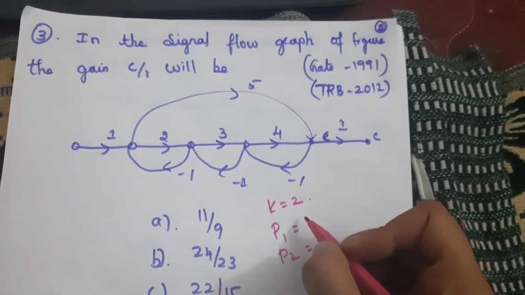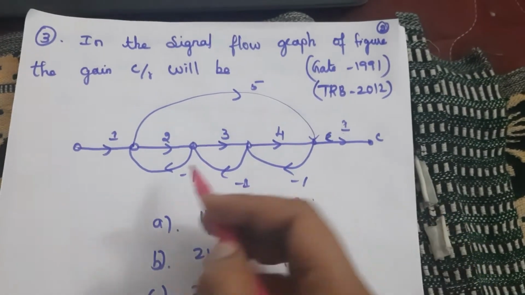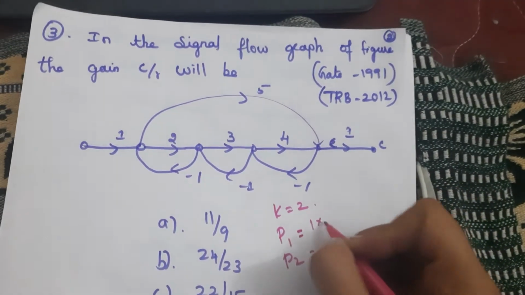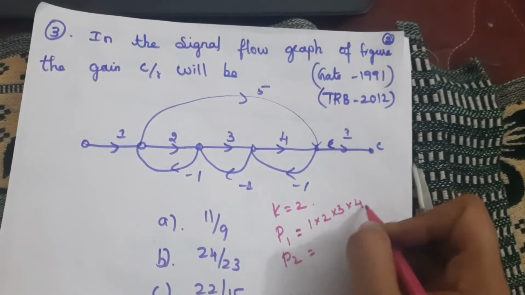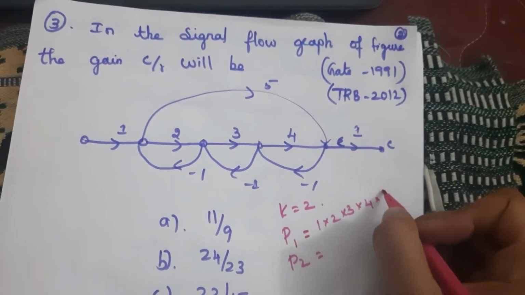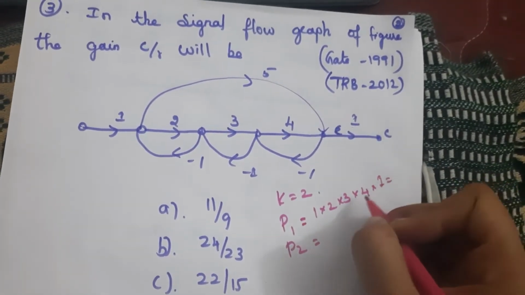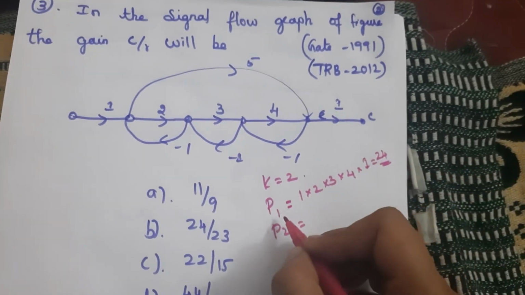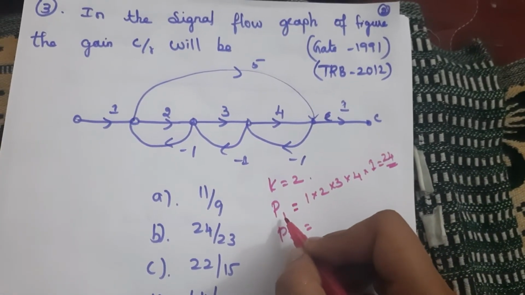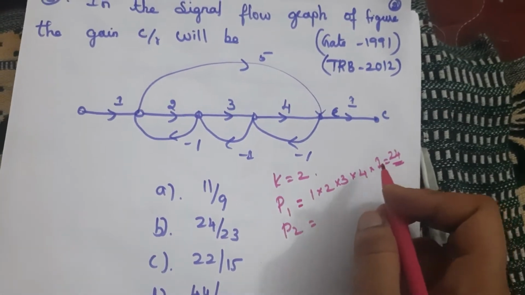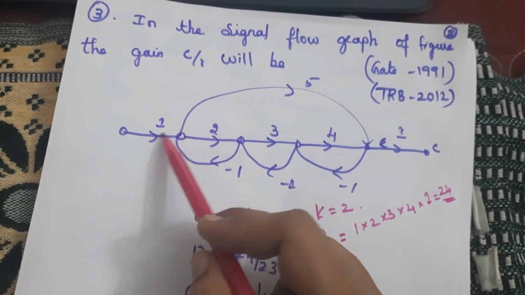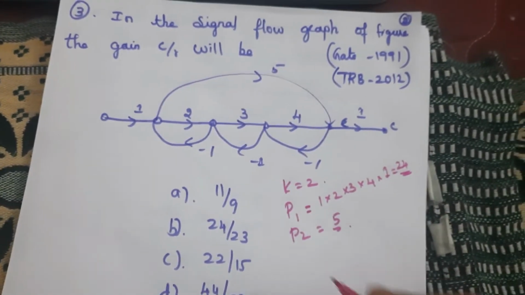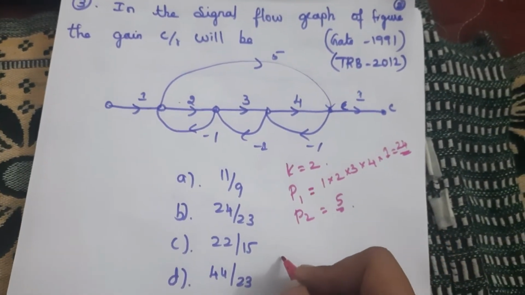p1 is nothing but the product of each branch gain. So here 1 into 2 into 3 into 4 into this one is 1. So we will get 4, 12, 24. So the first forward path gain is 24, and p2, this is p2, we just have 5. Then again we have to find the del value.